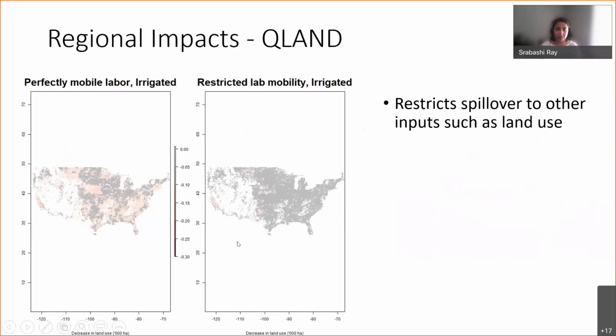And here is the impact on change in land use. Again, on the left-hand side, you see the map that shows changes in land use under perfect labor mobility. You see that a shock that is concentrated in some areas spreads to the entire country, whereas on the right-hand side, you see that the intensive responses are limited to the regions that are targeted, which is more realistic.